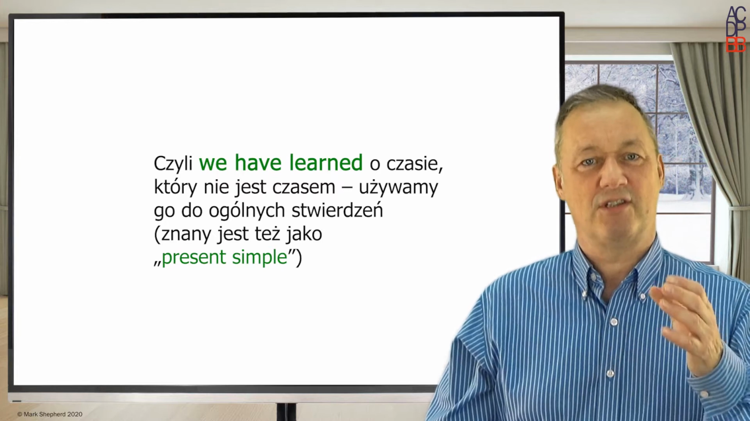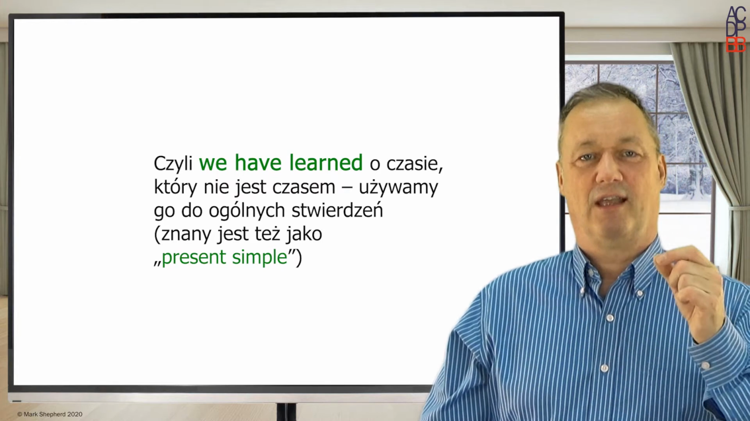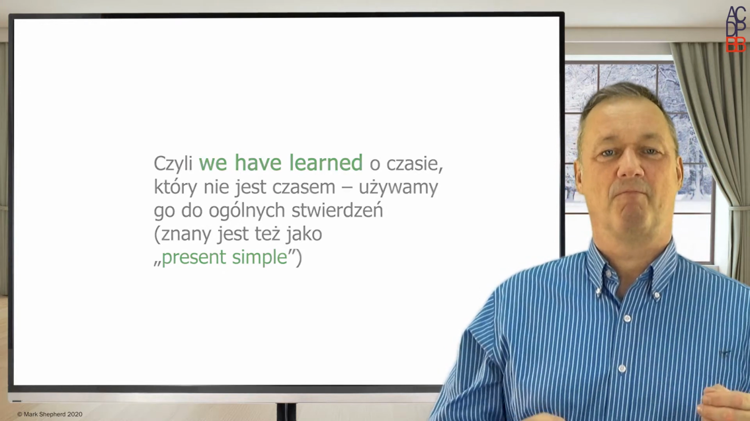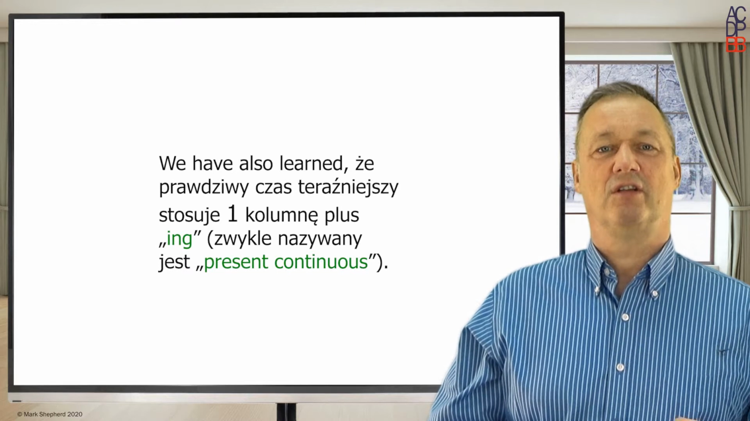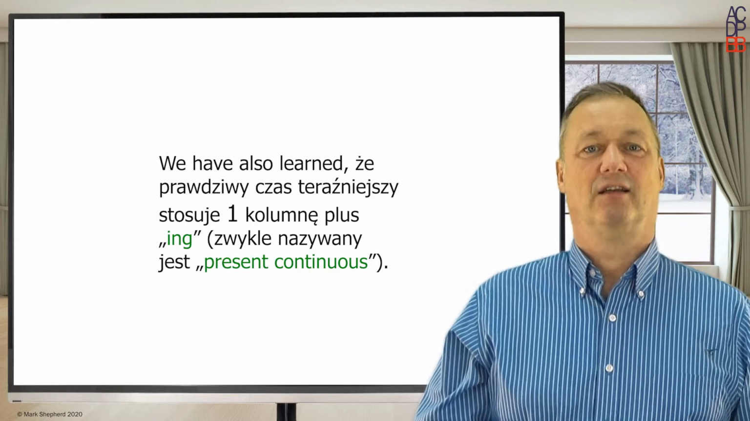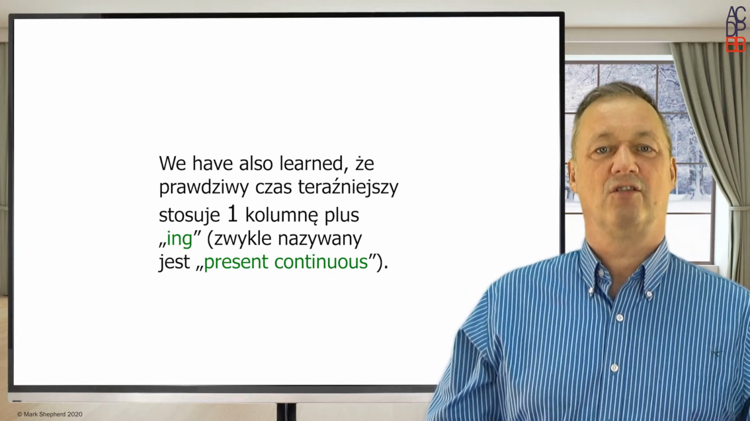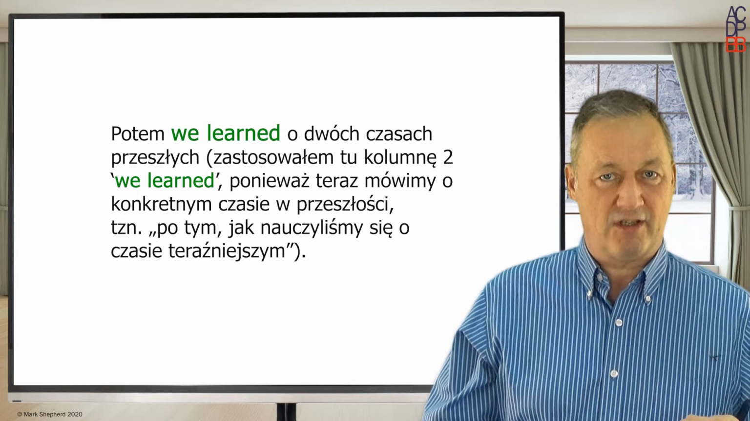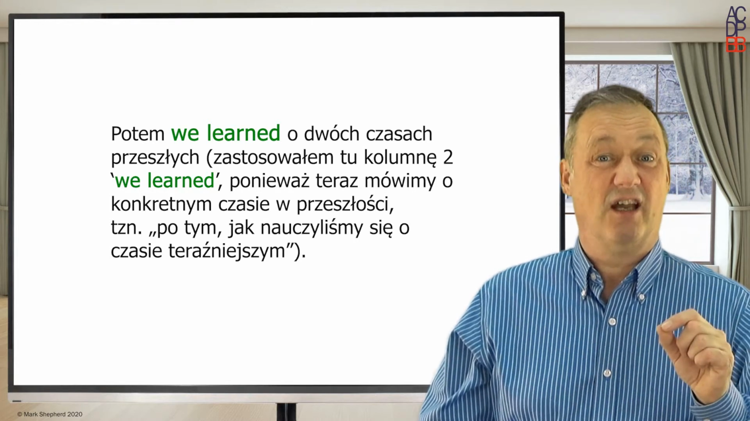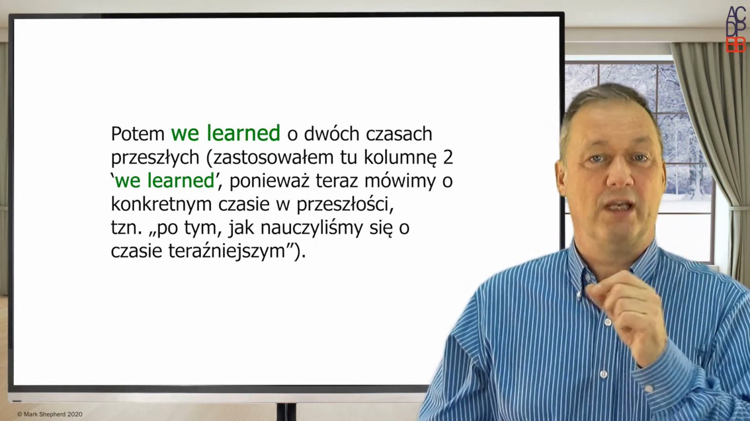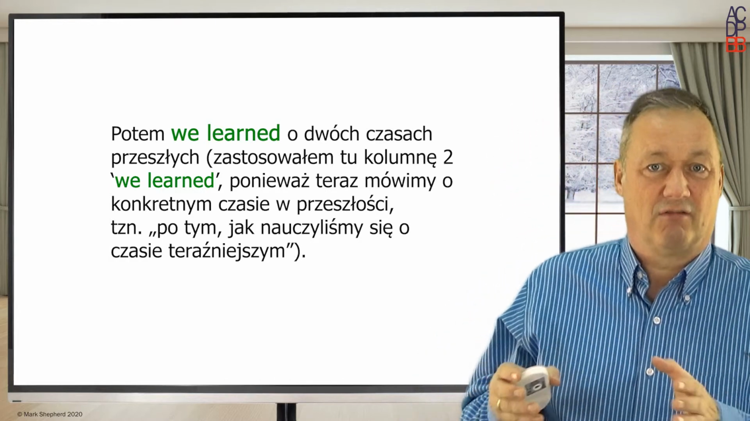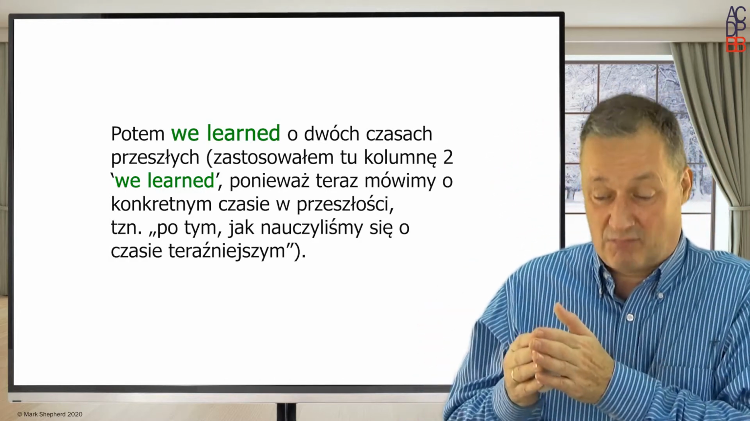So we've learned about the tense which is not a tense. It's for general statements, known sometimes as the present simple. We've also learned that the real present tense uses column 1 plus ing, usually called the present continuous. After that, we learned about a couple of past tenses. Now here, I used column 2. We learned, because we're now talking about a particular time period in the past. That is, after we learned about the present tense.